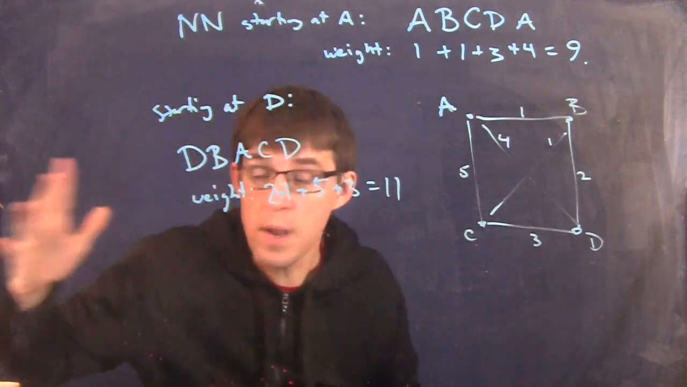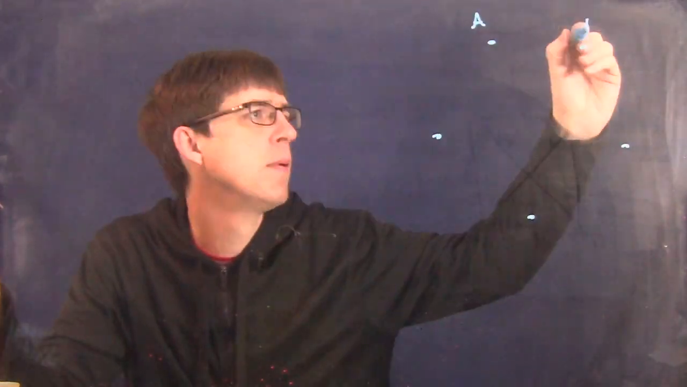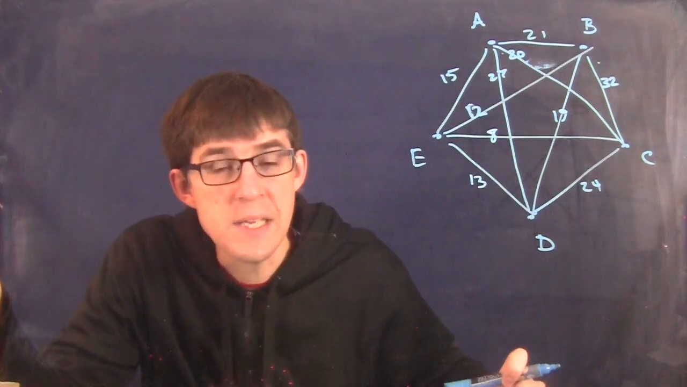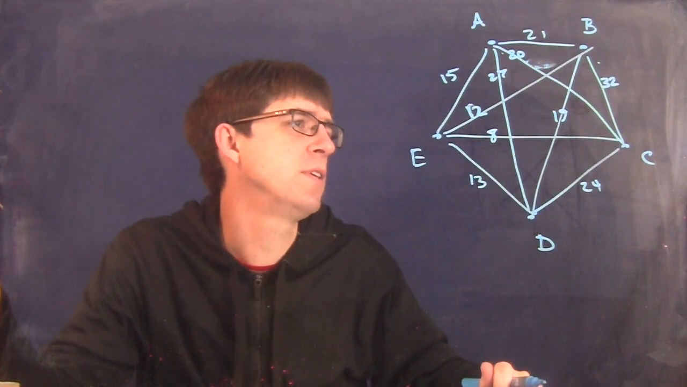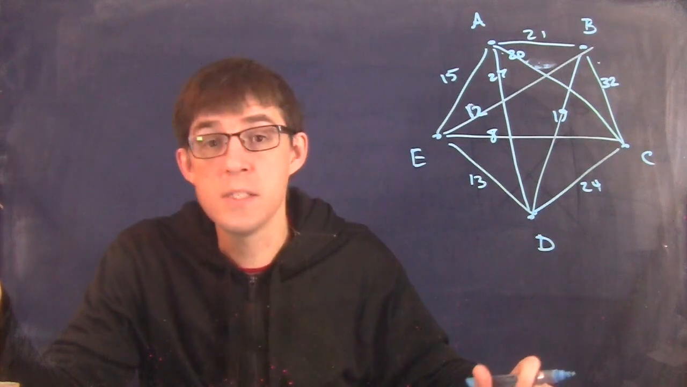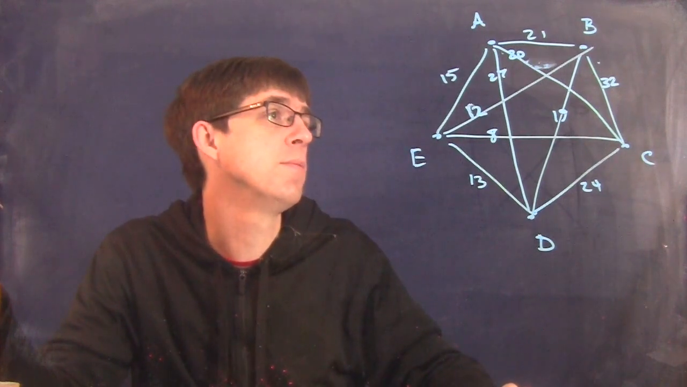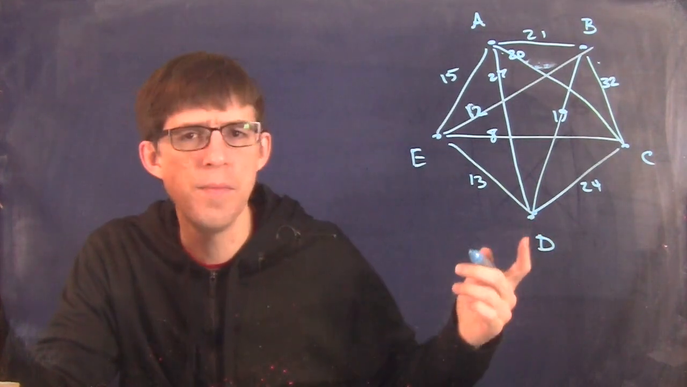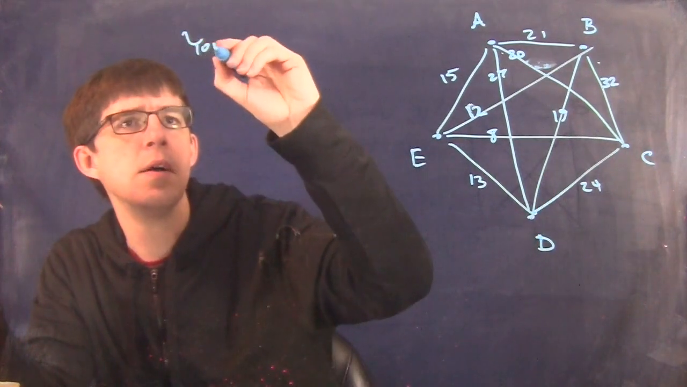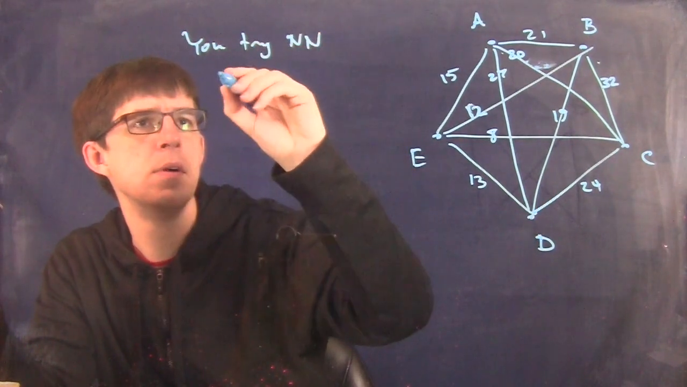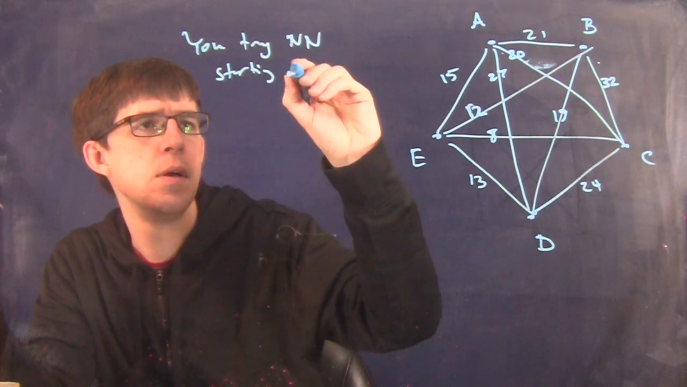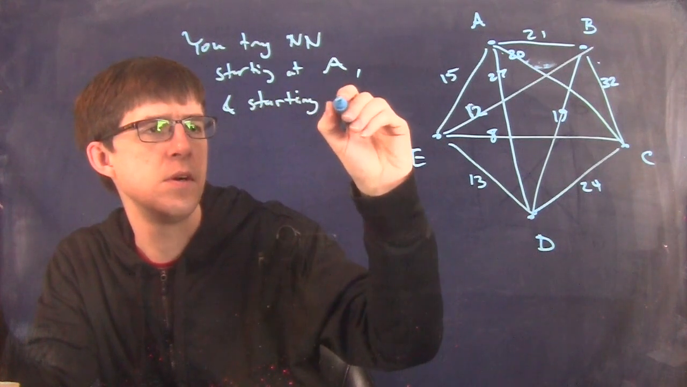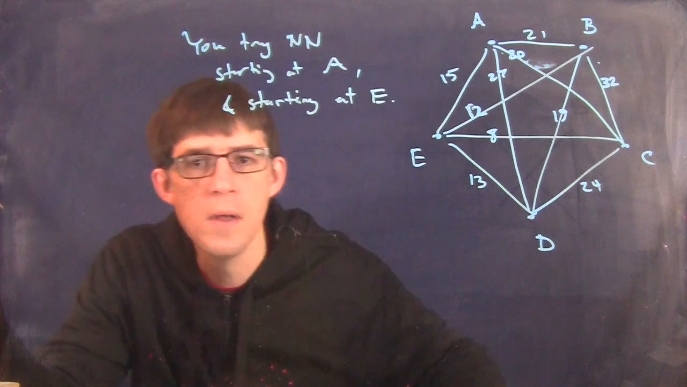All right, let's try a bigger example. Here is a bigger example. I got 5 points here and a whole lot of edges. Let's see if we can do the nearest neighbor algorithm starting at whatever. I got to tell you where to start. Can you try this? I think it's easy enough. You can just try nearest neighbor starting at A, and then do it again starting at, let's say, E this time. See if you can do it.